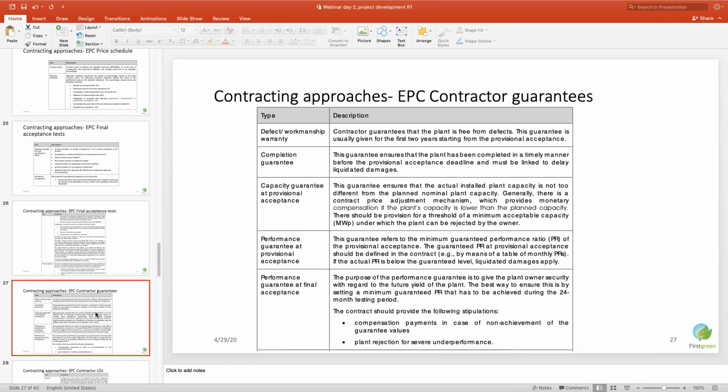The defect liability period, or defect or workmanship warranty: anything that goes wrong in the module, that is the responsibility of the EPC player. The capacity guarantee that the plant will generate that much megawatt is also part of this contract. Of course, the performance guarantee in the form of the PR test has to be done. At times, this is done by a third party on a clear sky day or for a week. That protocol also needs to be defined in the EPC contract.